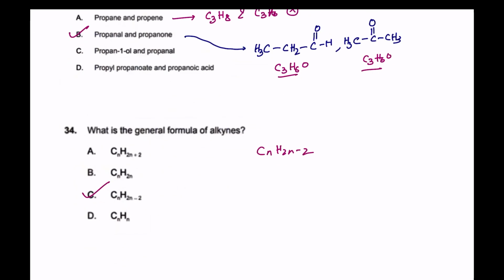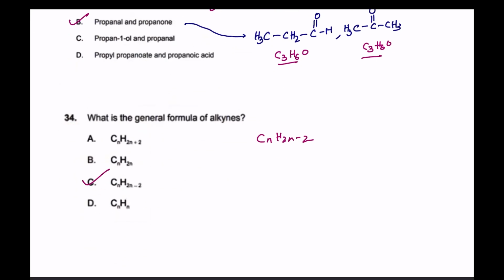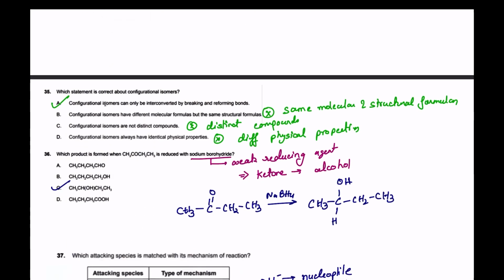they are different compounds. Now, question 34 again is probably the easiest question in this paper. What is the general formula of alkynes? We all know it's CnH2n-2. Option C is the correct answer.